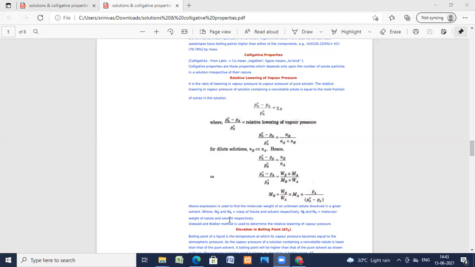This Ostwald-Walker method is devised for directly determining the RLVP. It is also known as Ostwald and Walker's dynamic method, the gas saturation method, or the transpiration method. In this method, a stream of dry air is passed successively through a set of weighed bulbs containing the solution, then through a set of weighed bulbs containing the pure solvent, and finally through a set of weighed U tubes containing a reagent which can absorb the vapor of the solvent.